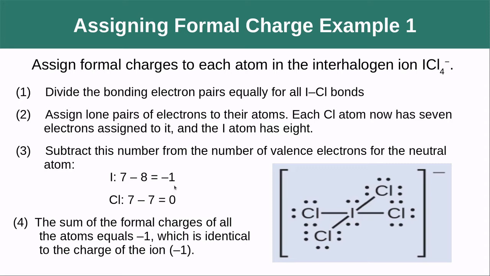We see that the formal charge on iodine is -1. The formal charge for chlorine is 0. We add those two together, we get -1, which is the charge that we expected this molecule to have.